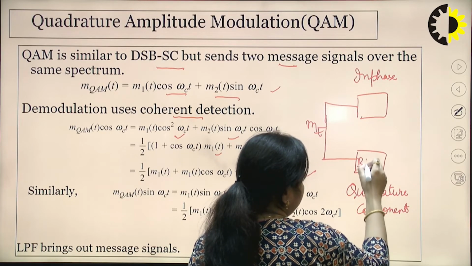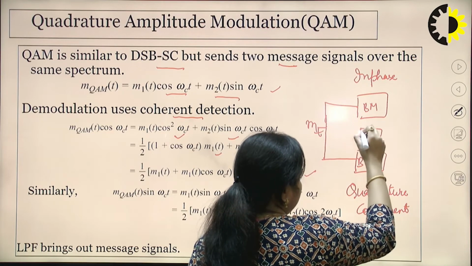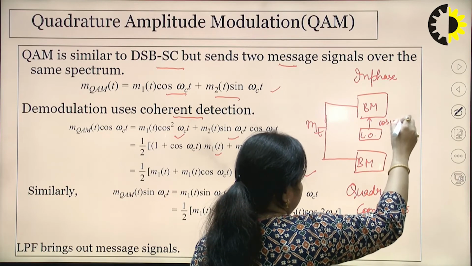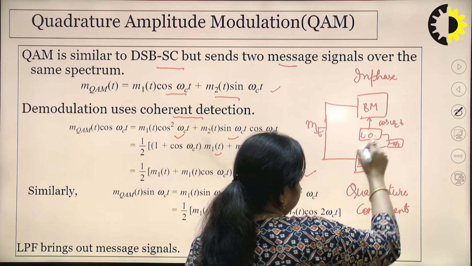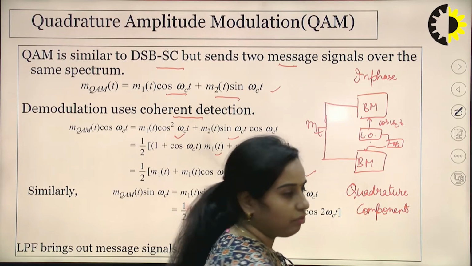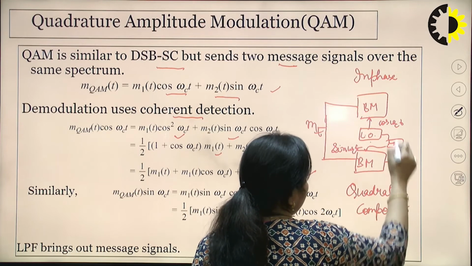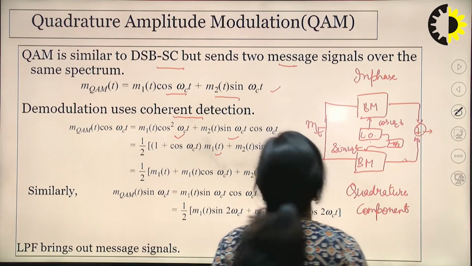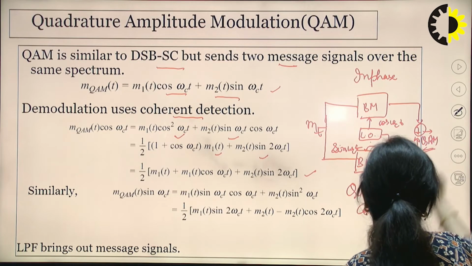This is the balanced modulator, and here we are using a local oscillator which generates cos ωct, and then it is passed through minus π/2, which means we have shifted this cosine signal by a 90-degree phase shift. Then we have sin ωct. Now we have to add them together. This will be the addition, and here we have this particular QAM signal, that is quadrature amplitude modulation.